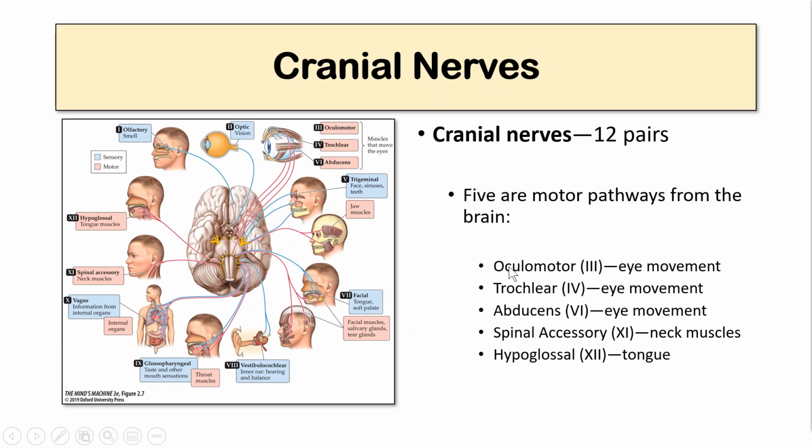Why might we have so many different nerves controlling eye movements? Turns out humans use a lot of visual information, and so having good control of our eyes seems to be something that the brain is willing to spend a lot of energy and resources on. 2 other motor pathways are the spinal accessory nerve, cranial nerve 11, which involves neck muscles, and cranial nerve 12, hypoglossal. Hypo is under and glossal is tongue, so the hypoglossal is involved in tongue movements.